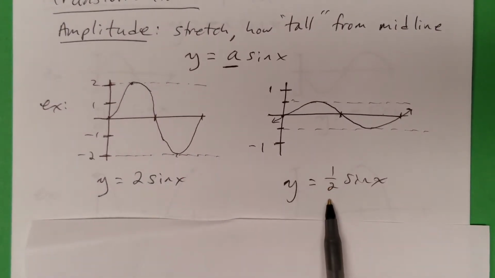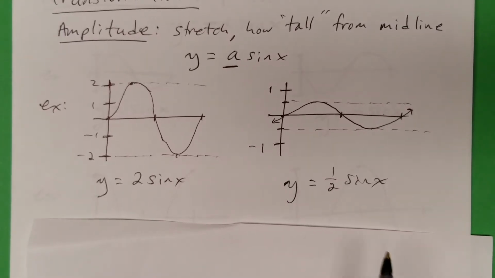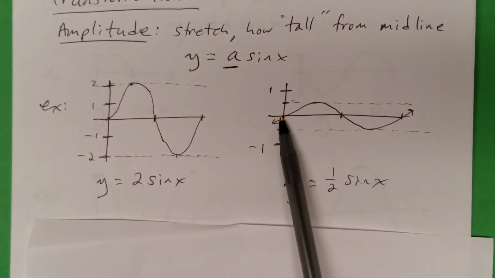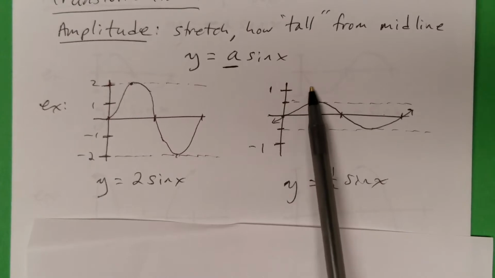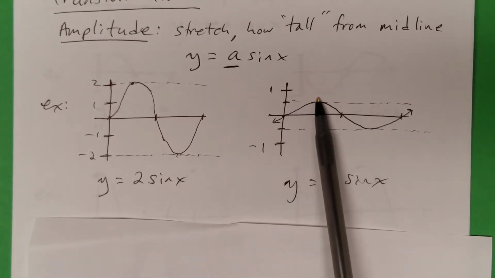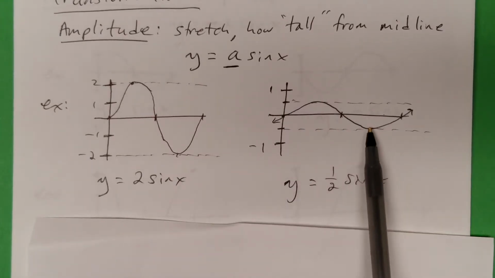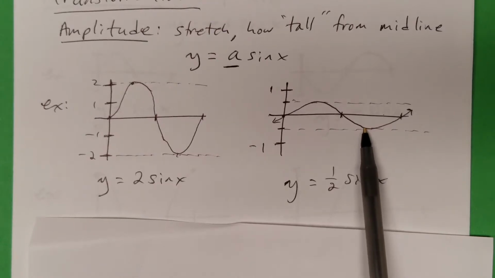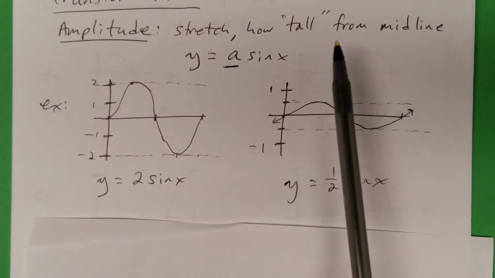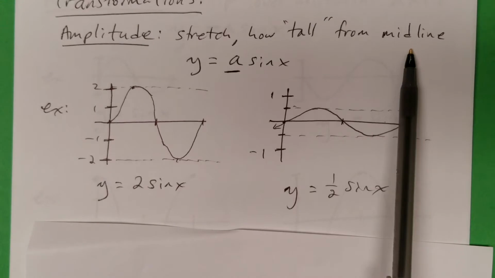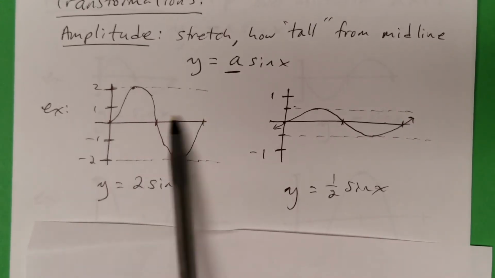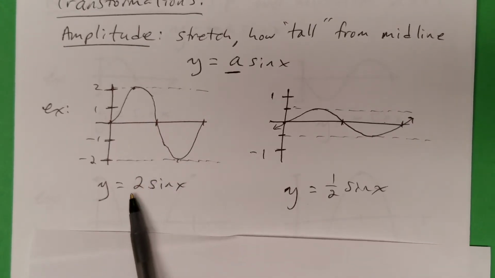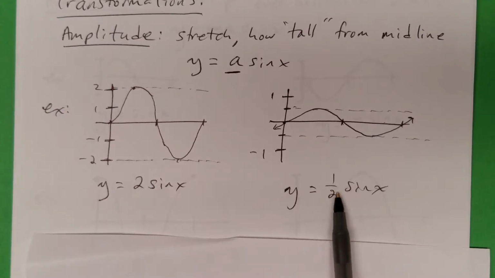What if it's half here? Then exactly what you think. Instead of going all the way up to 1, it only goes up to half. Instead of going down to 1, it only goes down to half. So the amplitude means how tall from the midline, from the middle, how tall is it? Well, this one has to be 2 tall. This one has to be half tall.